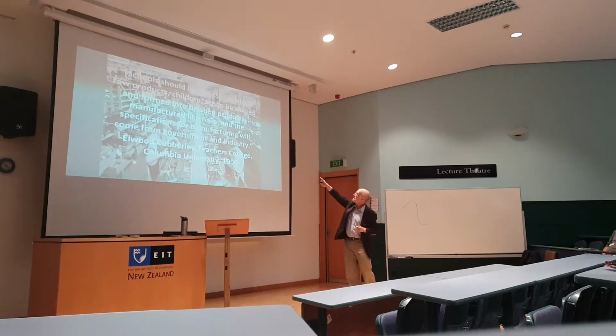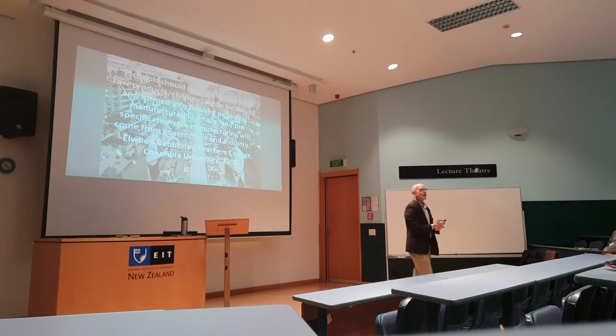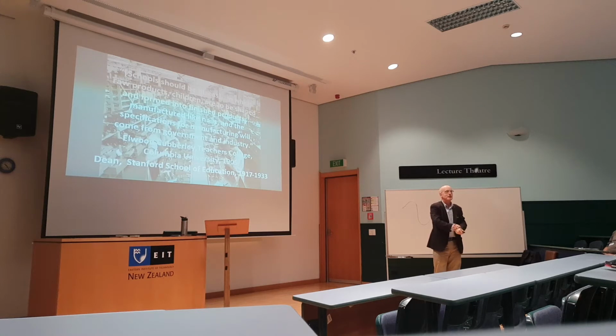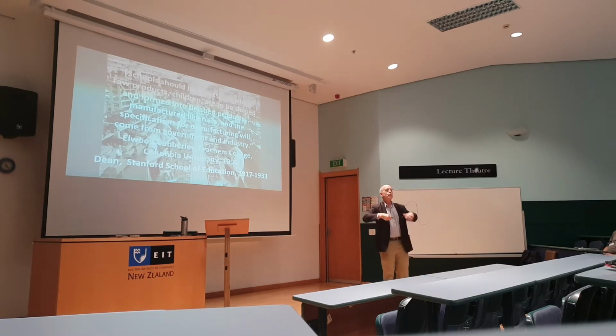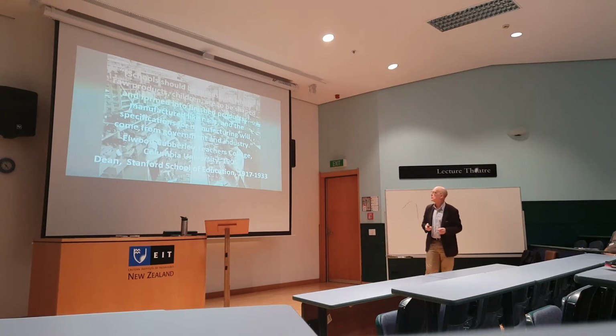It's hard to read, but it says, schools should be places in which raw products, children, are to be shaped and formed into finished products, manufactured like nails. And the specifications for manufacturing will come from government and industry. Mr. Coverley went on to become the dean of the Stanford School of Education. Stanford just recently became the top college in the United States. And so this was the way that a lot of our systems developed around learning and education.